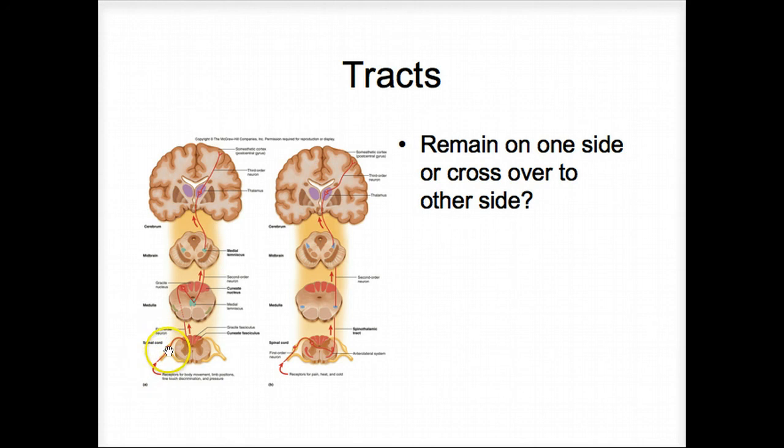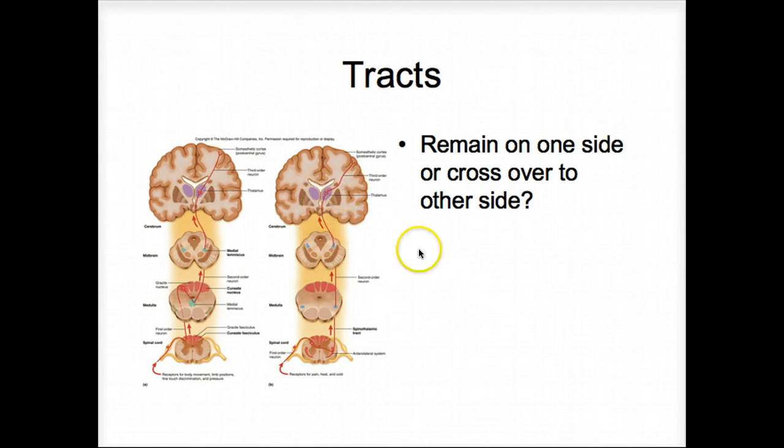You can see a sensory neuron coming in here, synapses, and then it crosses over. So in other words, the opposite side of the brain is detecting sensory information from the other side of the body. Okay, now here we have the pain, heat, and cold information. So it comes in here to this spinal cord. It's going to cross over right away, synapse, cross over right away, and then travel up to the brain.